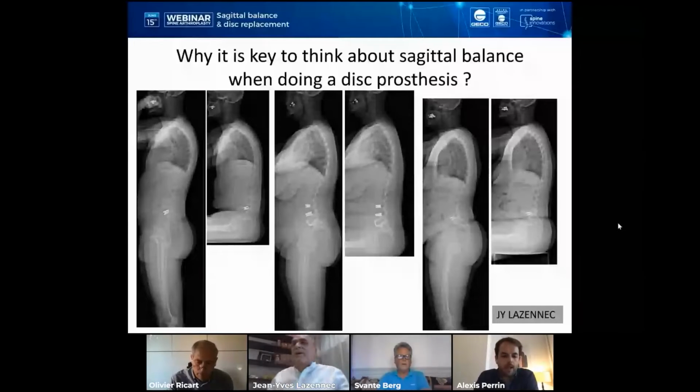So I have 8 minutes to convince you that it is very interesting to have an idea of the sagittal balance, but not only in standing position. You have here different examples of mechanical and viscoelastic implant, mechanical on the left, viscoelastic on the right. And you see we used sitting X-rays for lumbar spine.